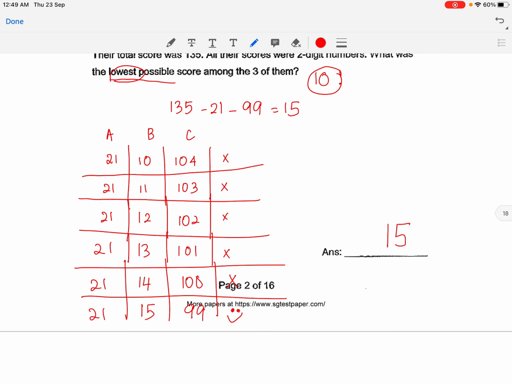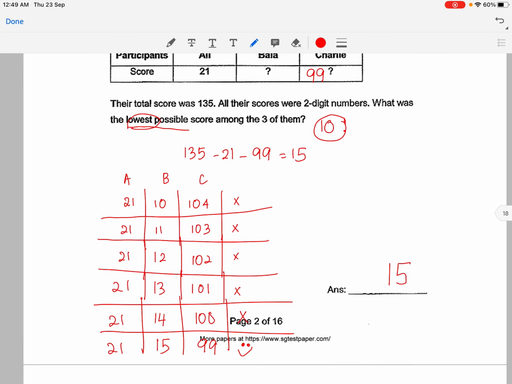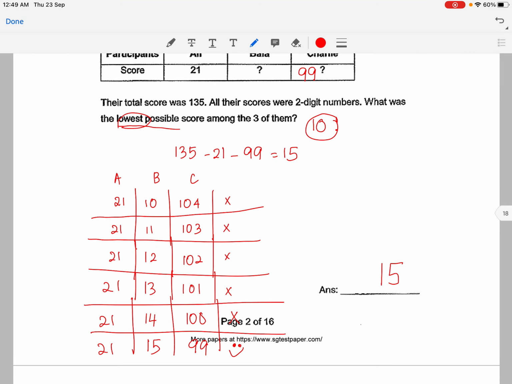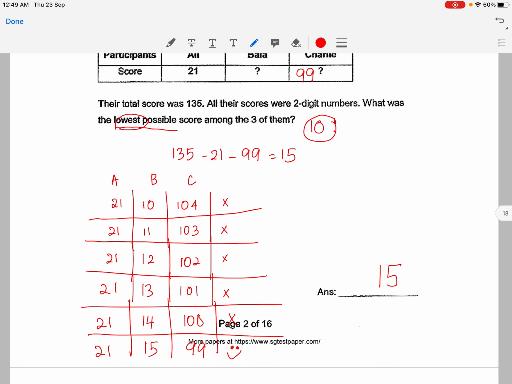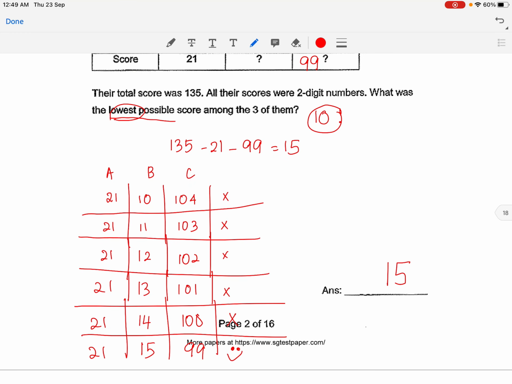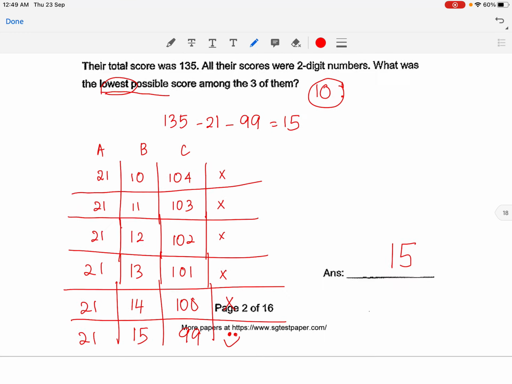Okay. So these are the two ways that you can do it. First is to understand that you need the highest possible two-digit numbers in order to get the other lowest possible two-digit numbers. Or alternatively, you can use guess and check.